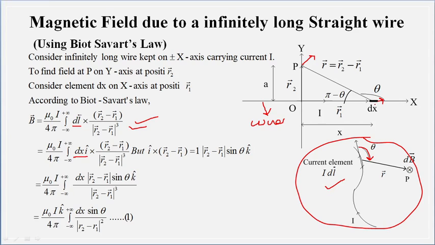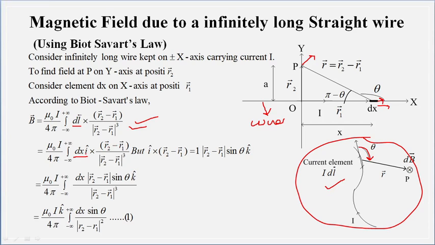Now since the direction of this element is along the positive x-axis, you multiply by the unit vector i cap. So vector dl is written as dx i cap. Then this we are not changing: vector r2 minus vector r1 divided by modulus of vector r2 minus vector r1 cubed. This we are keeping as it is. Now here, see, dx and modulus of vector r2 minus vector r1 cubed, that is the magnitude. So the vectors here are i cap and vector r2 minus vector r1.